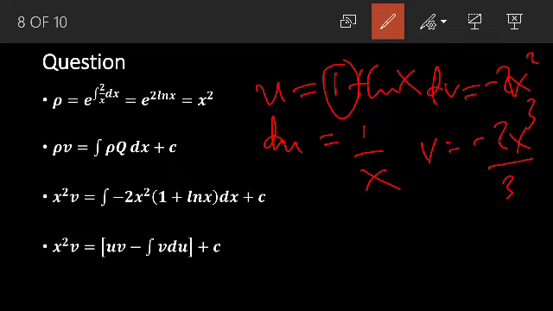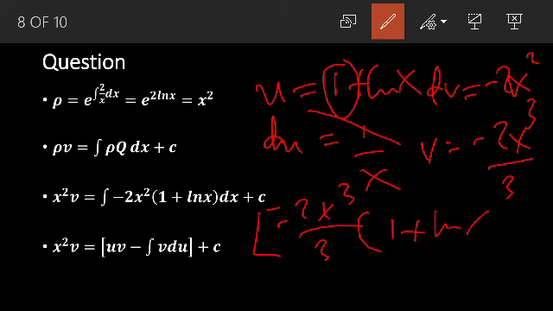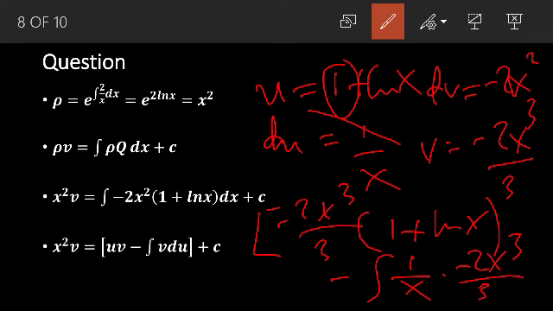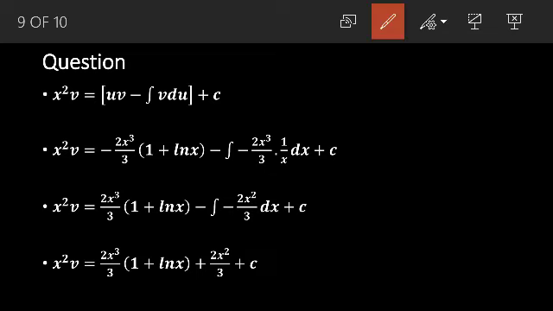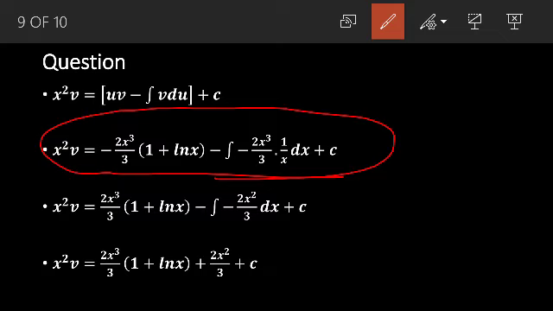So substituting the values, uv now would be minus 2x cubed all over 3 into 1 plus ln x, then minus the integral of v du. Your v du means you multiply 1 over x by minus 2x cubed all over 3, and that will give us minus 2x squared all over 3, which is exactly what we have here.